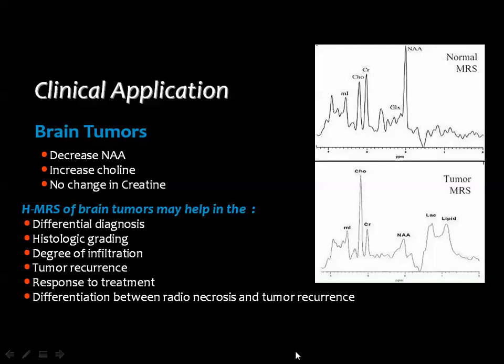Again, as a general rule, the brain tumors will show a decrease in N-acetyl aspartate, an increase in the choline peak, and no change in the creatine. And if you look here, this is the normal spectrum of the brain with the highest peak in N-acetyl aspartate, then creatine and choline. But in brain tumors, you get depression or decrease in the NAA peak, and the creatine is not changing, and the choline is markedly elevated depending on the grade of the tumor.